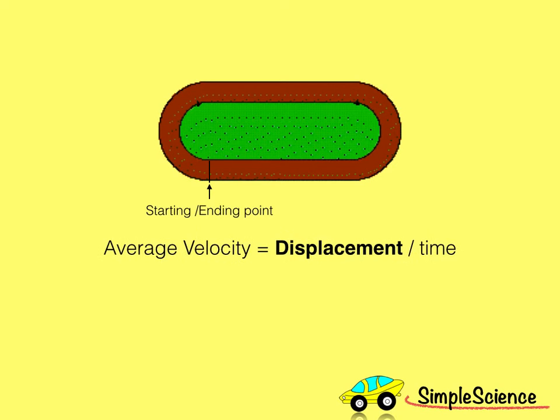However, average velocity is the total displacement over time. And since he is starting and ending his 400-meter run at the same point, the distance between his starting and ending point is 0, right? Because they are exactly at the same spot. So therefore, his average velocity is equal to displacement 0 divided by total time, 44 seconds. And this gives 0 meters per second with no direction.